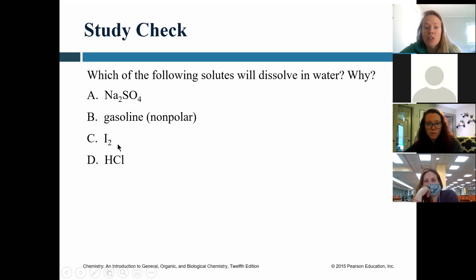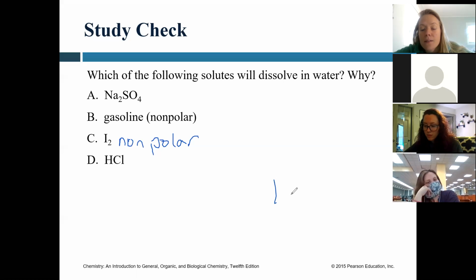Number 3, I2, I'm going to say that this isn't going to dissolve in water. Why? Because this thing is nonpolar. Why is I2 nonpolar? Well, this is a really simple drawing. I bonded to I, right? They share the electrons equally. So this is a nonpolar covalent bond. They're sharing the electrons, but they're balanced out, right? So no dipole moment happening here. So we would expect that that wouldn't dissolve in water.